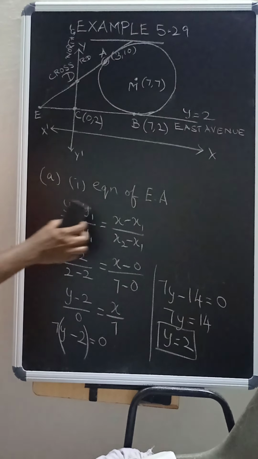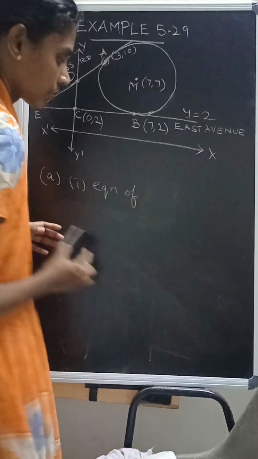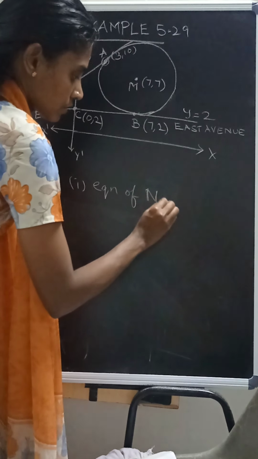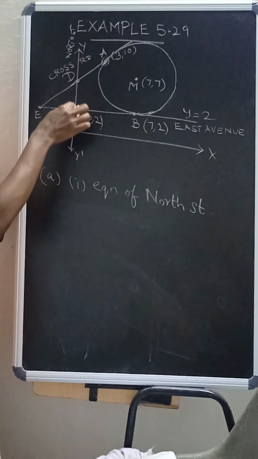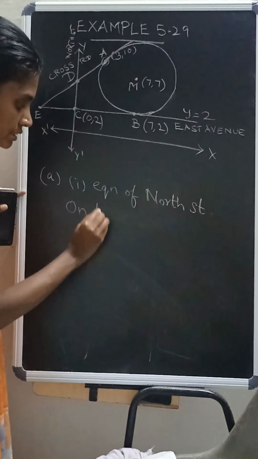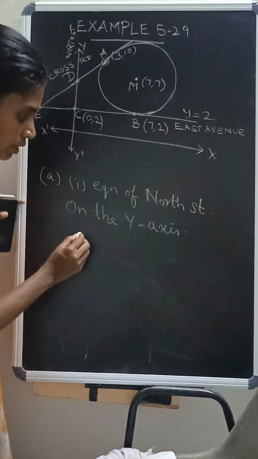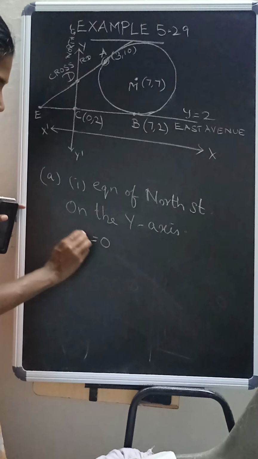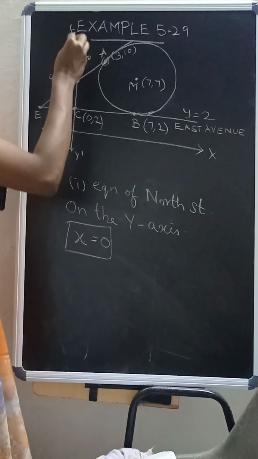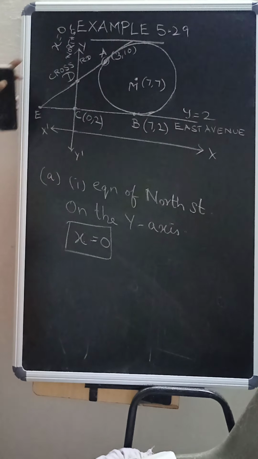Next, they are asking you to find the equation of North Street. Now you can see that the North Street is on the y-axis. So whenever it is on the y-axis, what is the equation? x is equal to 0. So this is the equation of the North Street. x is equal to 0 is the equation of the North Street.